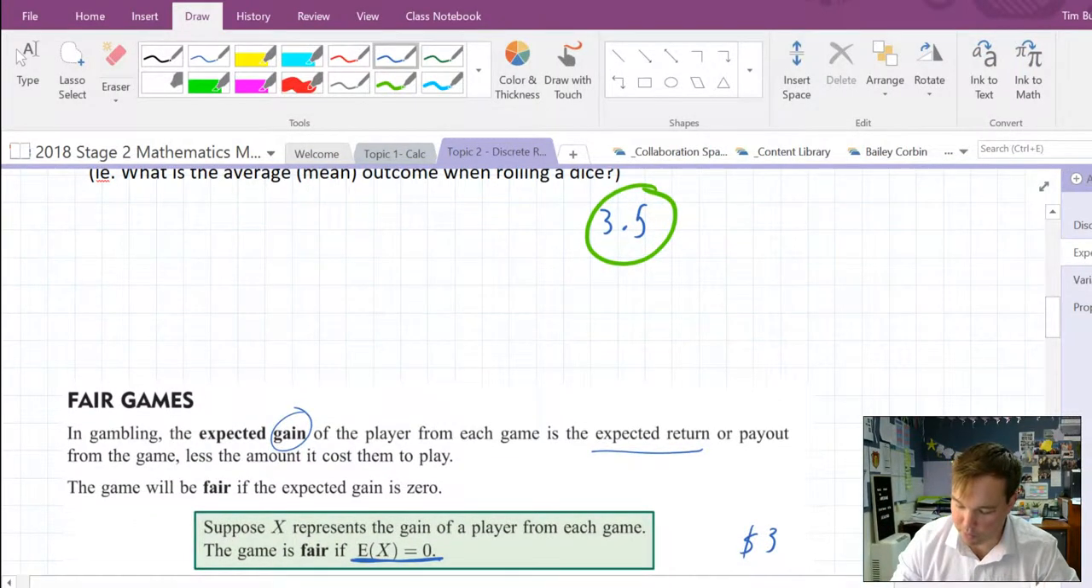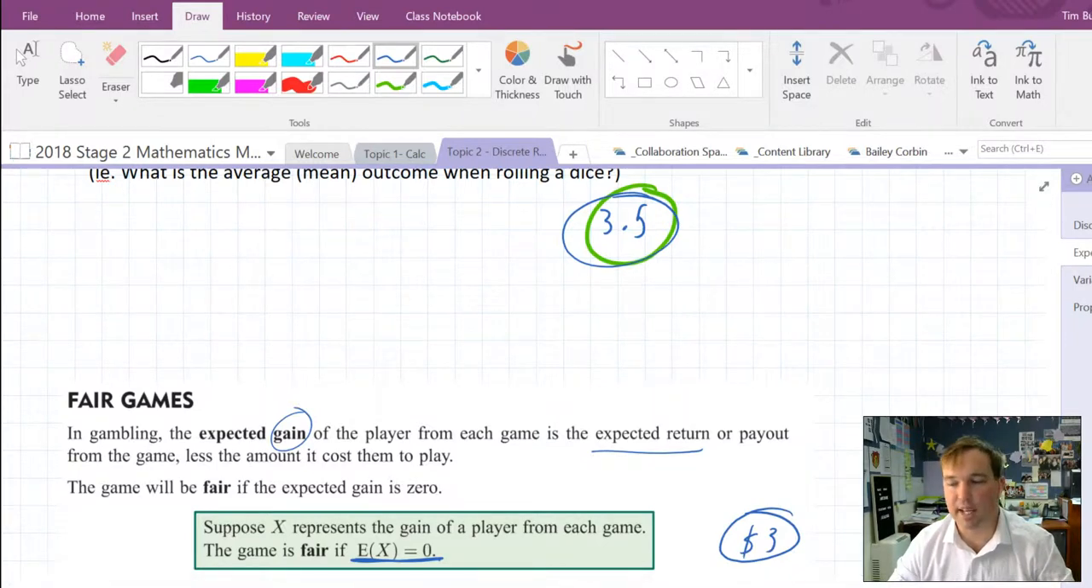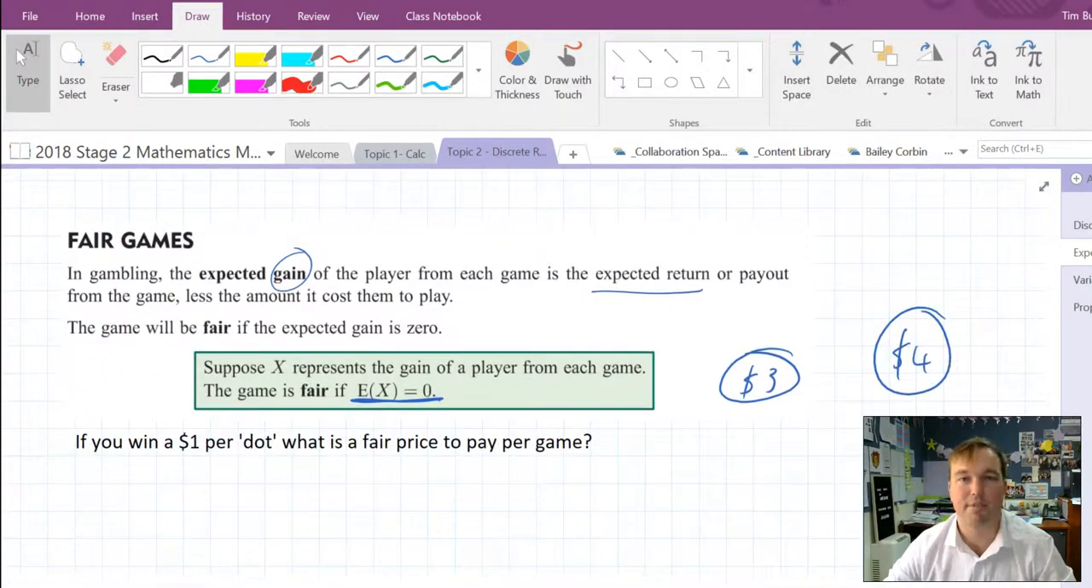If you paid $3 a game and the expected outcome was $3.50, you would gain 50 cents each. If you were paying $4 per game, you would lose 50 cents each. The price here to make it a fair game is $3.50, meaning for every time you roll the dice, you pay $3.50. On average, you expect to win $3.50 back, meaning the total outcome for the game to make it fair is 0.